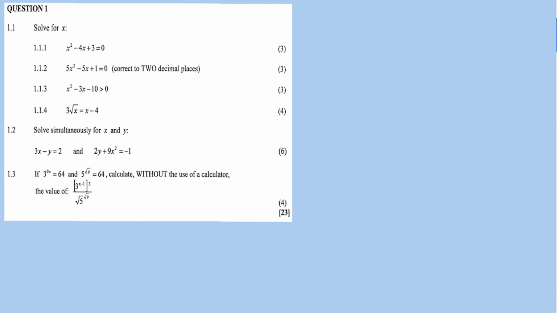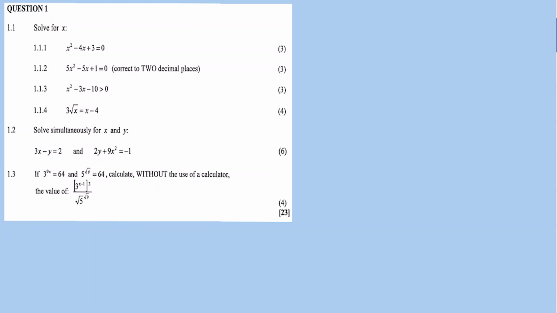In this recording, question 1, it's on a question about equations. In the description box, there are links for other recordings for this question paper. It's November 2018, Mathematics Paper 1. So question 1, it's your usual equations: quadratic, inequality, surd, simultaneous, and word questions around equations as well, right?